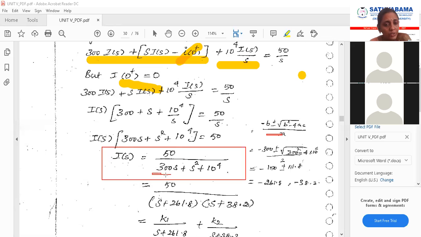No need to find s square. If it has some coefficient, it has to be removed, right? So s square has no coefficient here, only 1. So you can directly factorize this. s² + 300s + 10⁴. Factorize this using the formula. You will get the roots as minus 261.8 and minus 38.2.